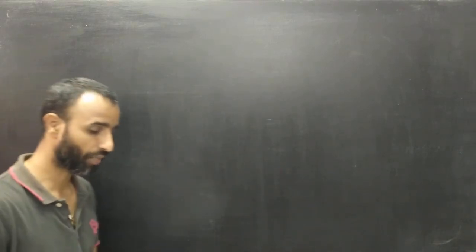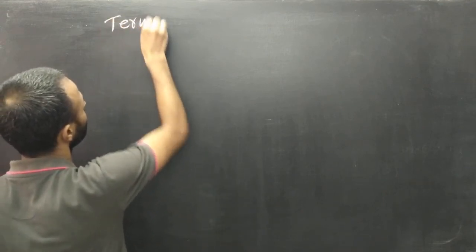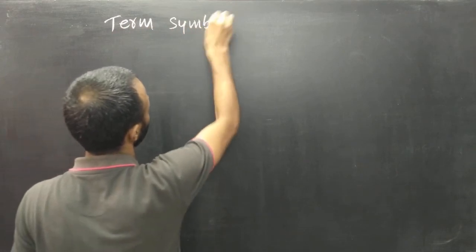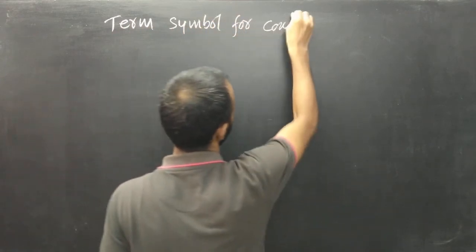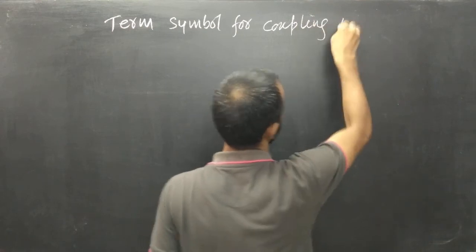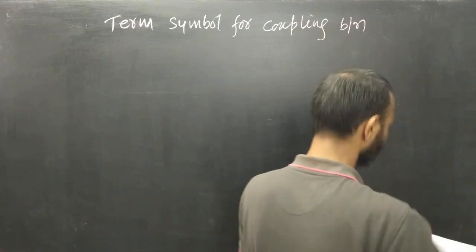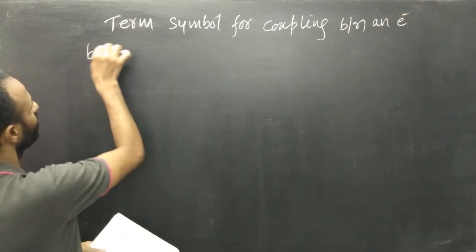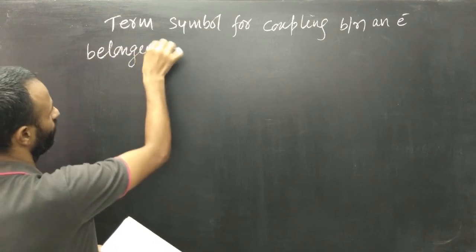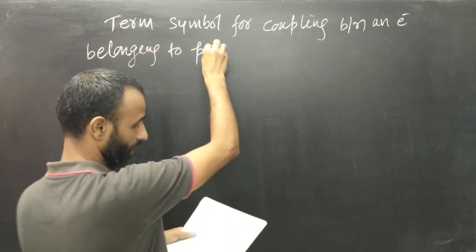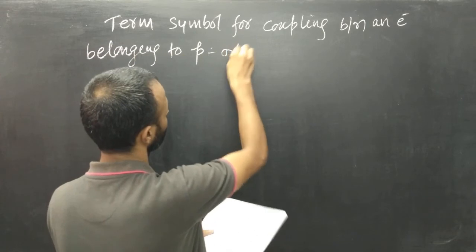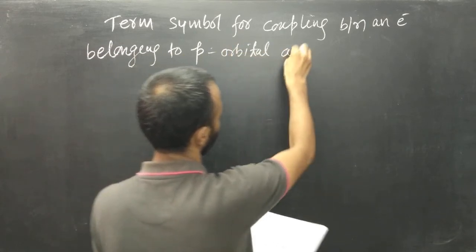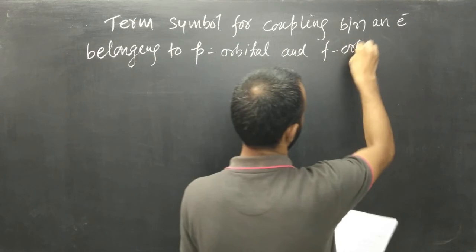Next question. The term symbol for the coupling between an electron belonging to P orbital and F orbital.